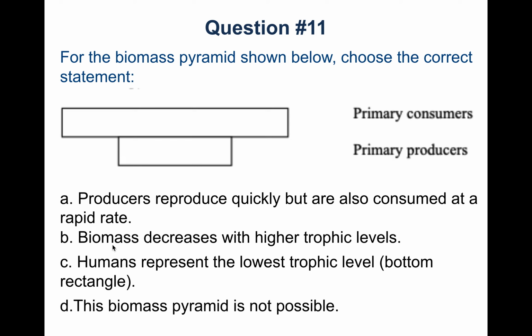B can't be right because biomass does not decrease with higher trophic levels. When you go from producer to primary consumer, you're going higher in the trophic levels, and obviously the biomass is increasing because the size of the box is representing the biomass.